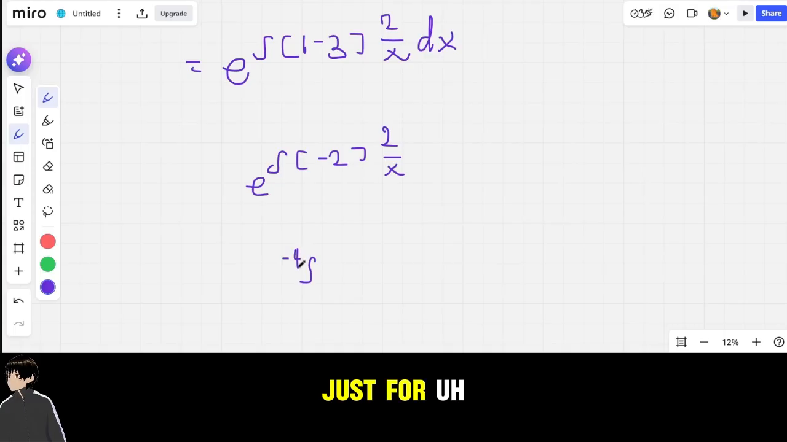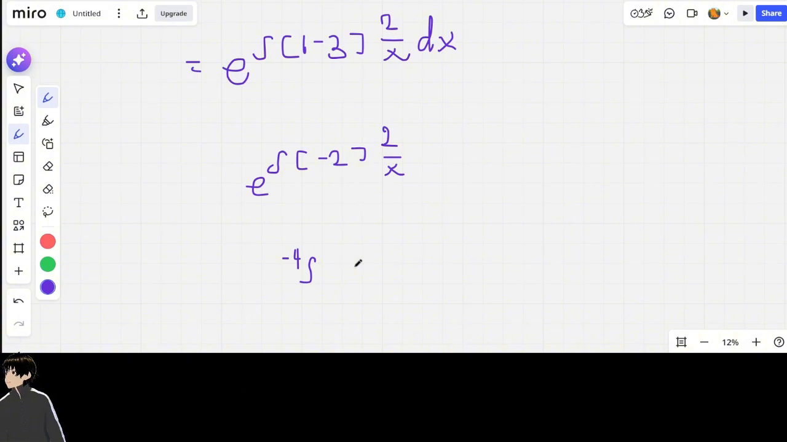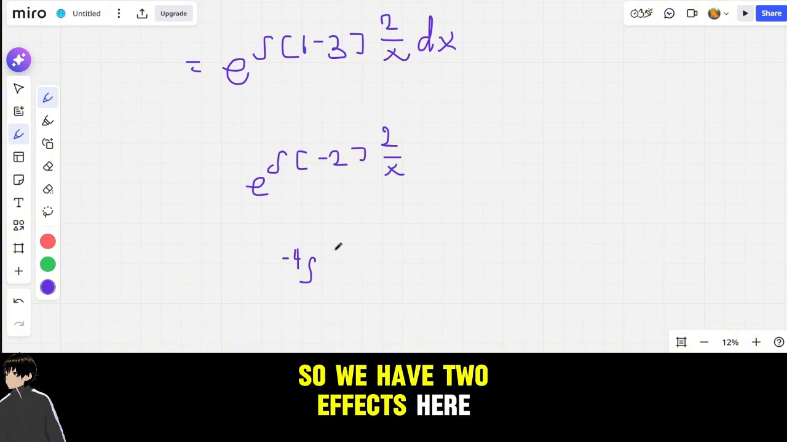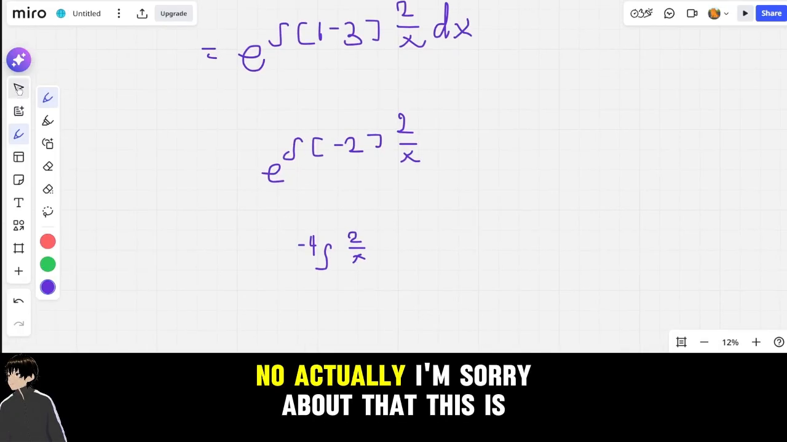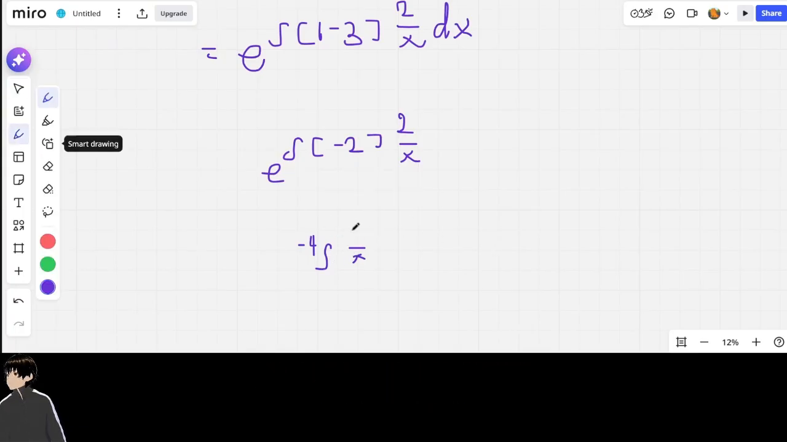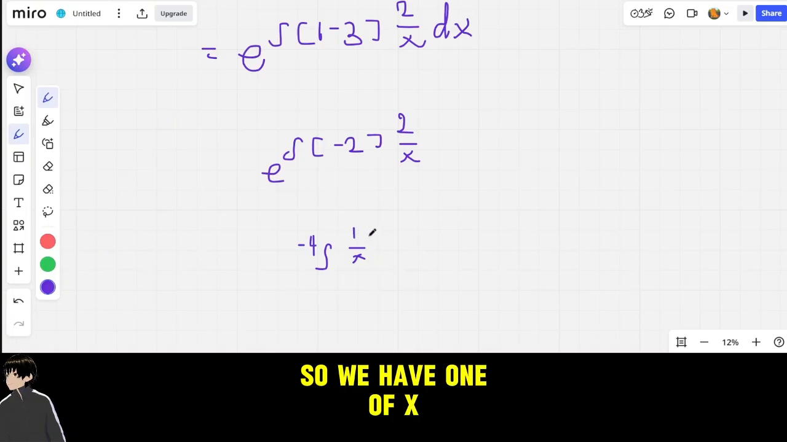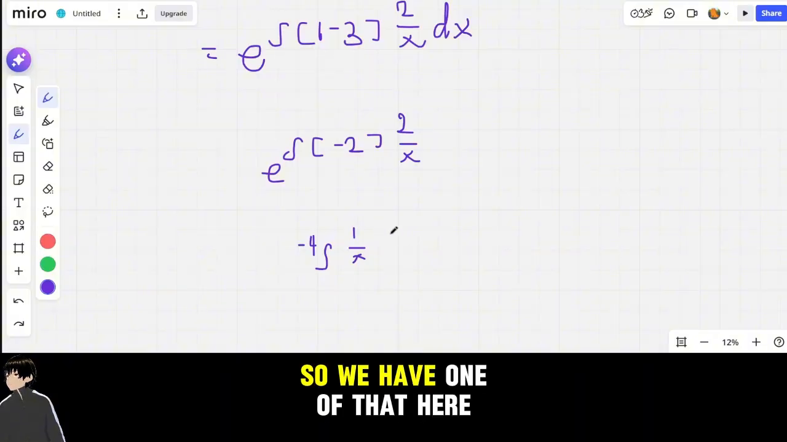Just for orderliness' sake. No, actually, sorry about that. This is actually 1. So we have 1 over x here.